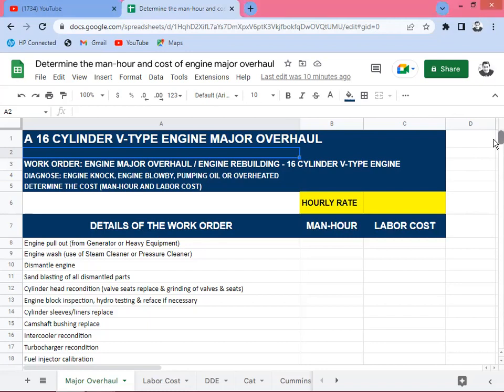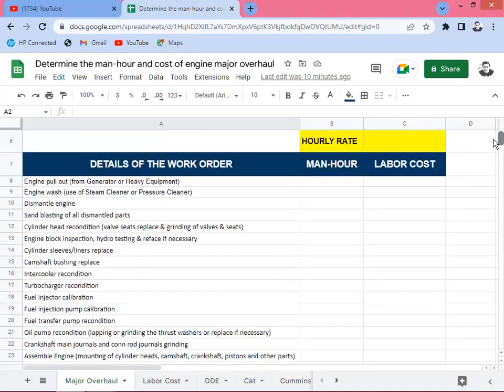Sometimes some people are calling it general overhaul. Sometimes some people are calling it major overhaul. We just call it major overhaul. Okay, these are the things that we're going to be doing as part of the work order.